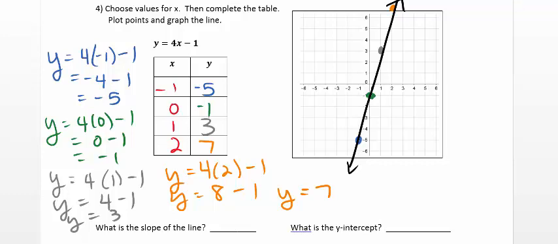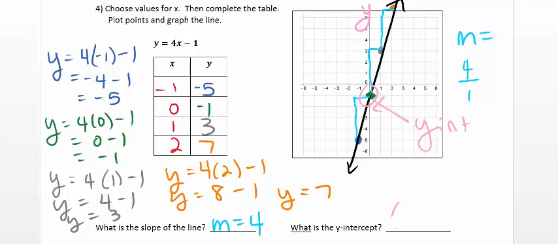Now from here we can find the slope. I have to go up 4 and to the right 1, up 4 to the right 1, each time to go from one point to the next. So our slope is going to equal 4 over 1, which is just 4. Our y-intercept is always where the line crosses the y-axis. Here's our y-axis, so right here is our y-intercept. It's always where x is 0, and y is -1 at that place. So our y-intercept is (0, -1).